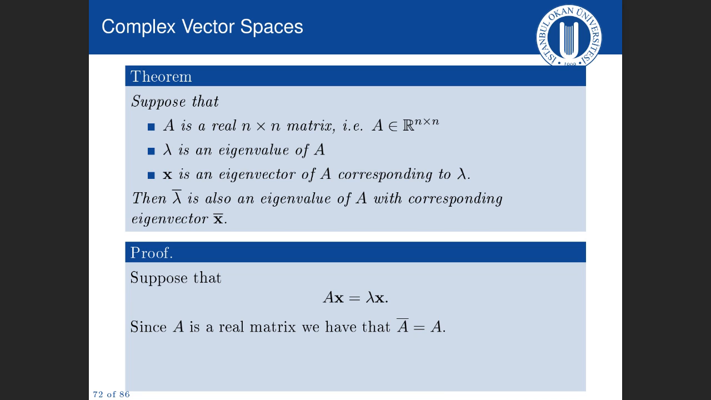We're starting by supposing that Ax is equal to lambda x. We're supposing that lambda is an eigenvalue and that x is a corresponding eigenvector. And because we have a real matrix, we have a matrix where the complex conjugate of A is equal to A, because that's what we always have for real numbers.